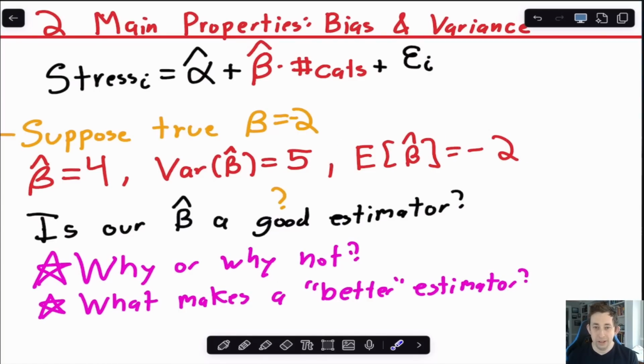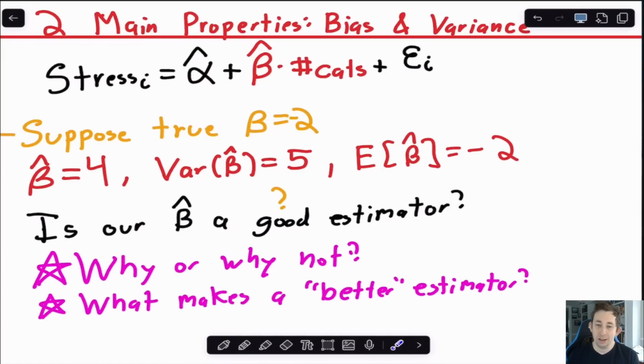And so questions we can ask about this estimator are things like, is our beta hat a good estimator? Why or why not would this be a good estimator? What would it mean for an estimator to be better than beta hat? When we're asking these questions, we're not really asking about this particular sample. We're asking about how we get this estimate and how it would work in all possible samples, which is why they're called asymptotic properties rather than properties of a particular sample.